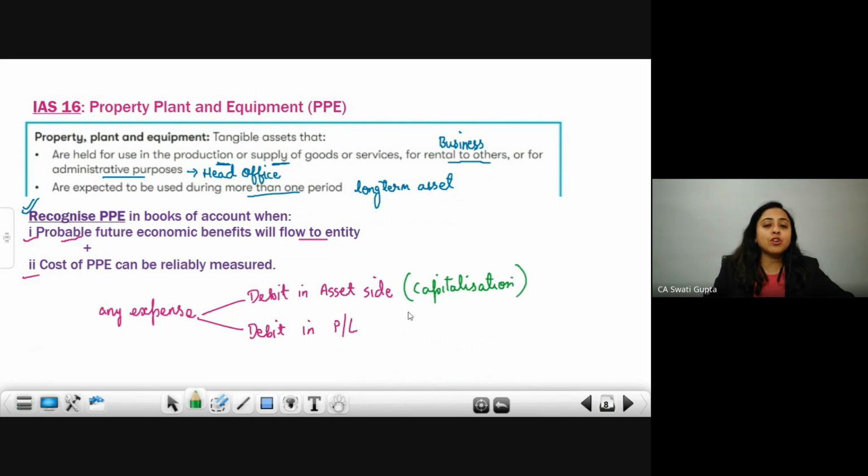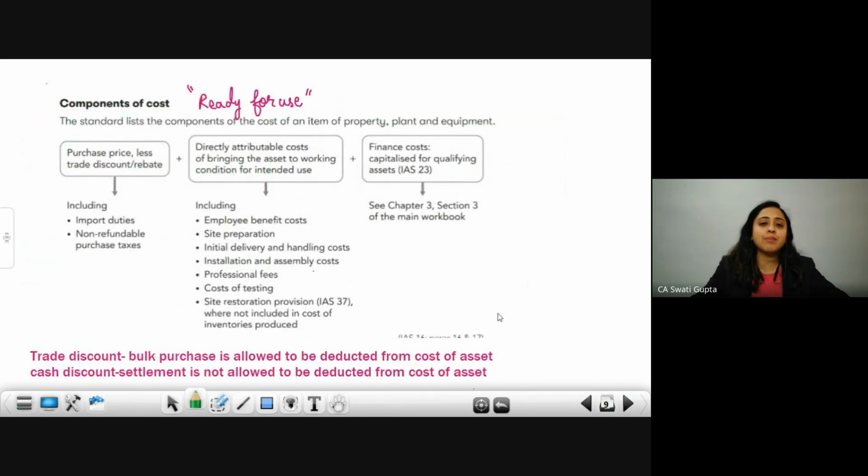You can add the cost into the books of account, into the asset, only till the time the asset is ready for use. Please mark these words, ready for use. For example, the asset is ready for use today itself, but you will be using it only from 1st January. Got it? It does not matter. As soon as the asset is in a ready for use state, you have to stop capitalization.